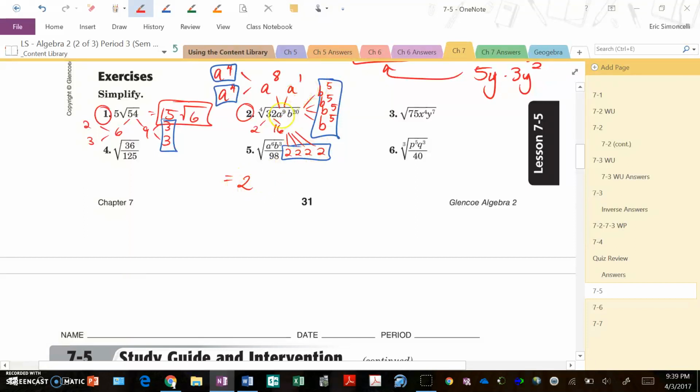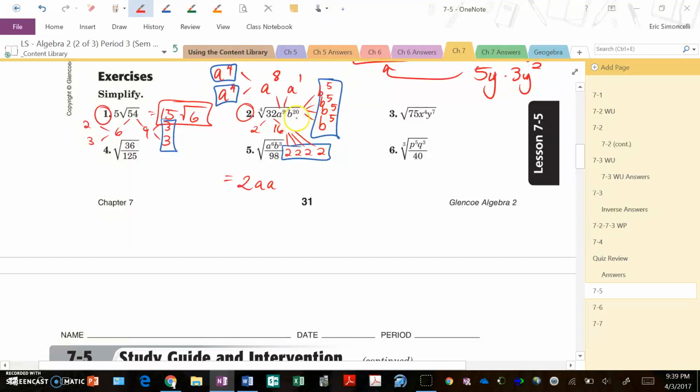We look at our a to the ninth, recalling that a to the eighth times a to the first is a to the ninth. A to the eighth is a perfect fourth. I broke it up, though, in two different ways. I said a to the fourth and a to the fourth. So we've got the fourth root of the first one being a, and the fourth root of the second one being another a. Keep in mind that a to the first is going to be stuck under the radical.